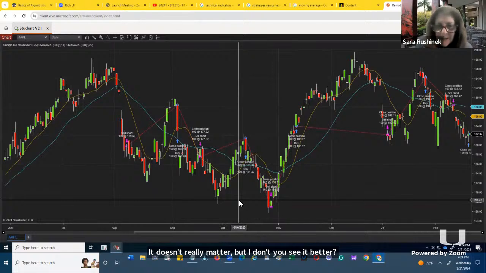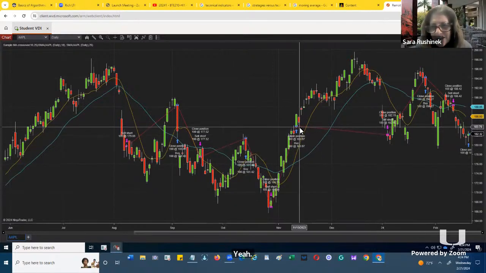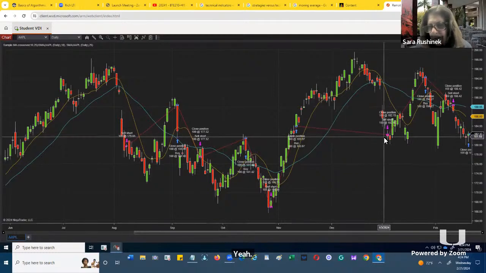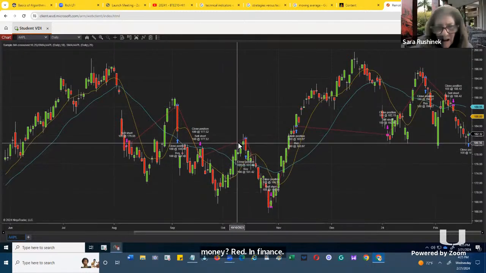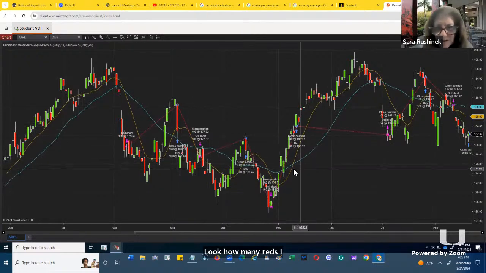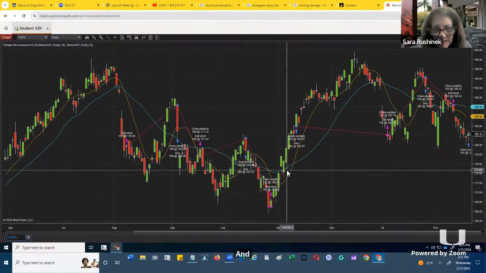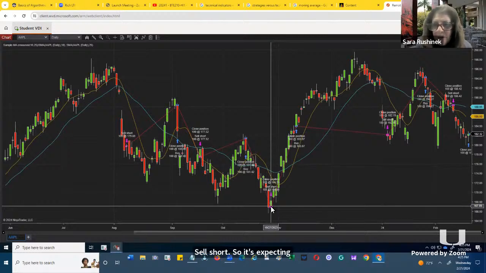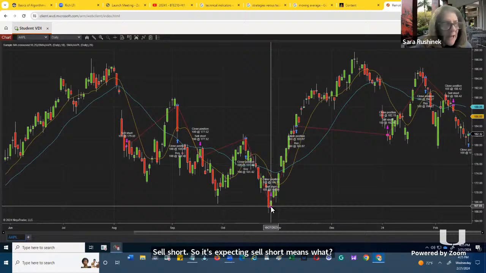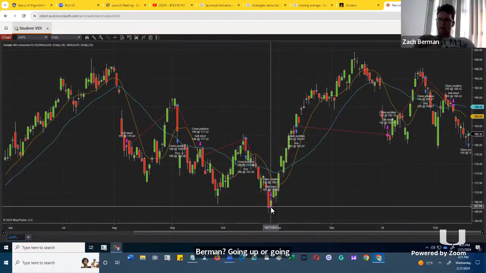Now, Zach, this is the key. Anytime I see a dotted red line, do you think I made money or lost money? Red. In finance terms, lost. Look how many reds I have. And notice, let's even see this. In this case, what happened here, right here, if I look at this, it said sell short. So it's expecting, sell short means what, Berman? Going up or going down that I expect? That's going down, right? Right, to sell short.